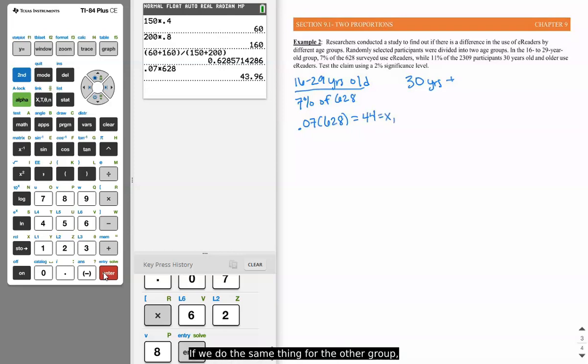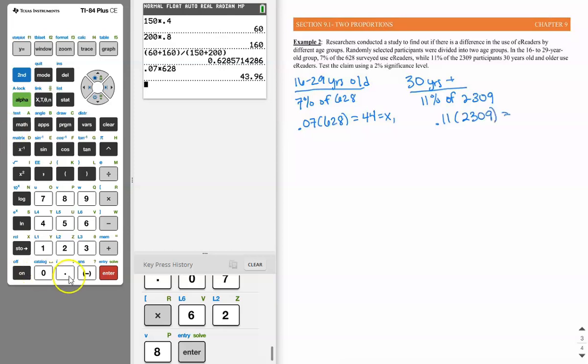And if we do the same thing for the other group, right, we have 11% of 2,309, so 0.11 of 2,309. So 0.11 times 2,309.